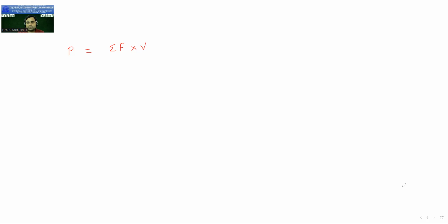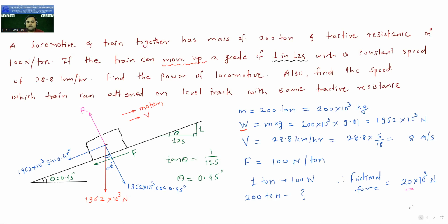Now how to take the forces? First of all, see where is the velocity. See, the engine is moving in this direction. Okay, velocity's direction is in this plane, which is parallel to this inclined plane. So you must take the forces which are in this plane only. These forces will not come into the picture as your velocity is in this direction. Okay, so which forces are in this direction? It is 1962 into 10 raised to 3 sine of 0.45. This is one force, and second parallel to this plane is this frictional force F. So these two forces you should consider while doing the calculation.